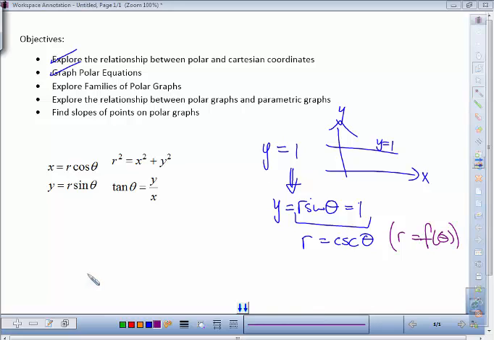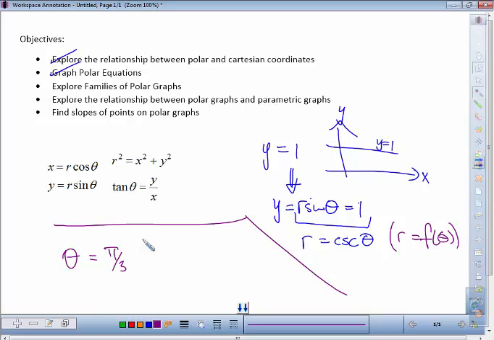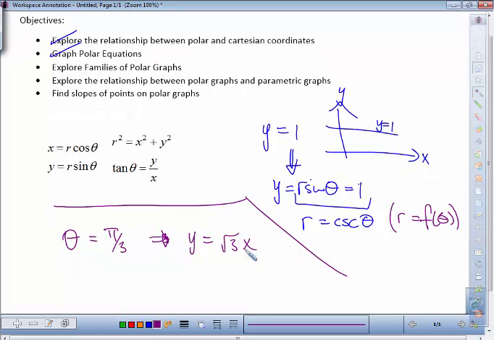And we also showed that when theta was equal to something, pi over 3 or something like that, do you remember what happened to this? What this turns out to be? This is a line passing through the origin. So this is equivalent to y is equal to, I think it was, square root of 3 times x, which is a line passing through the origin with slope square root of 3.